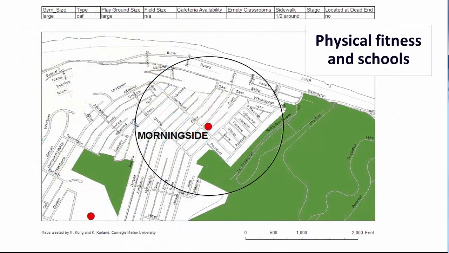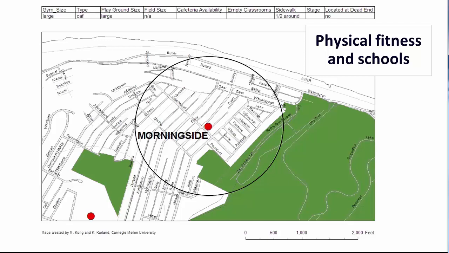Another example of using point buffers is a project that I recently did for the Director of Physical Fitness for Pittsburgh Elementary Schools. The Director of Physical Fitness was interested in expanding the ability to have students leave a school, get to green space, perhaps use that green space for physical activity, and then get back to school within 5 minutes. So what we did was we created 5-minute walking buffers around every elementary school in the city.